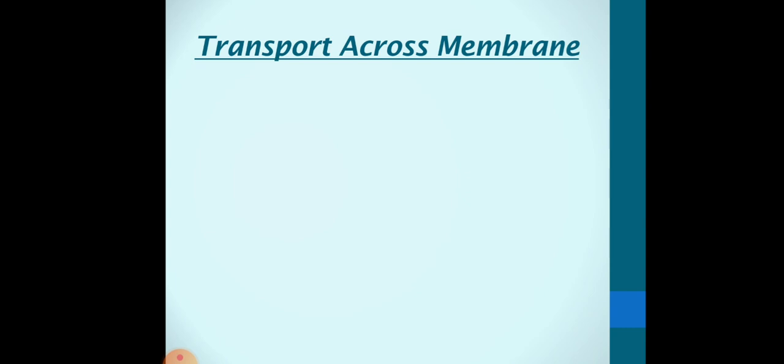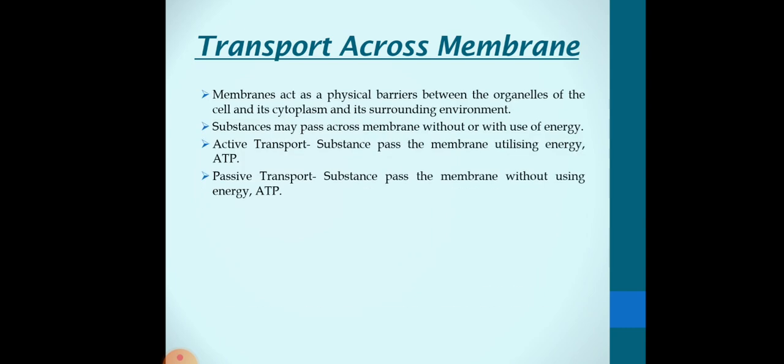Now moving on to transport across the membrane. For a cell to thrive or to survive, it needs energy from outside. So how are those energy molecules transported inside the membrane? We will discuss that now. Membranes act as a physical barrier between the organelles of the cell, its cytoplasm, and its surrounding environment. So all the substances have to cross the membrane.